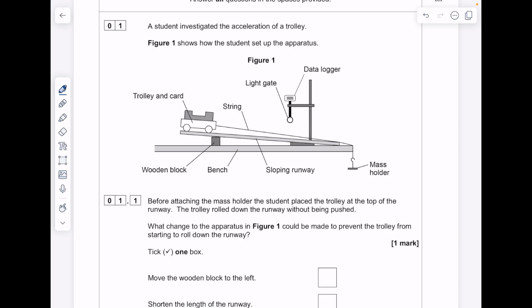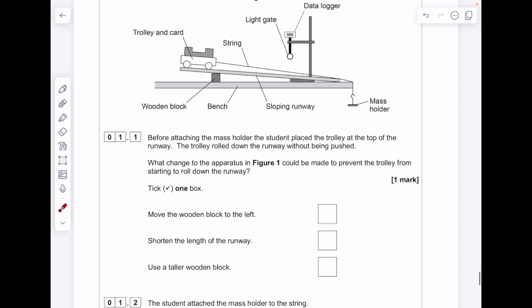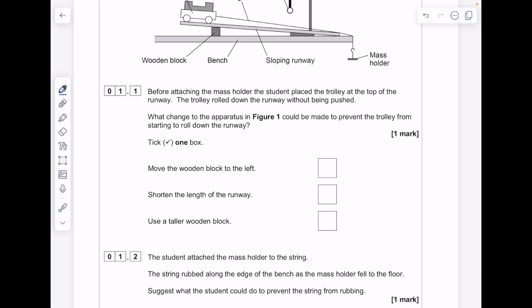Figure 1 shows how the student set up the apparatus. So we have a trolley and card attached to a string which is linked with a mass holder, and then we have a data logger connected to a light gate. Before attaching the mass holder, the student placed the trolley at the top of the runway. The trolley rolled down the runway without being pushed.